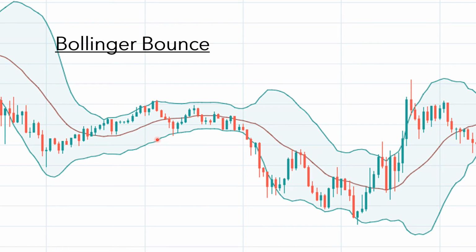And so when the market is ranging, we can profit by selling when it's at the resistance level and buying when it's at the support level. But why is this? Well, traders believe that it's overbought when it's at the upper bound and believe it's oversold when it's at the lower bound.